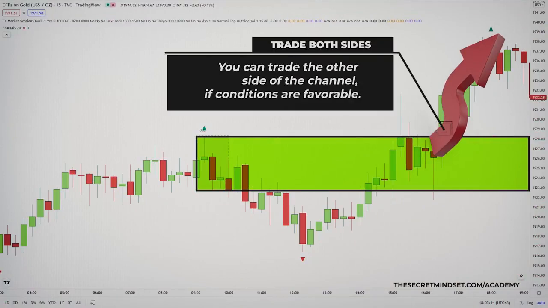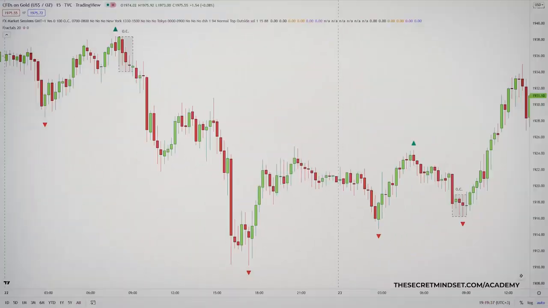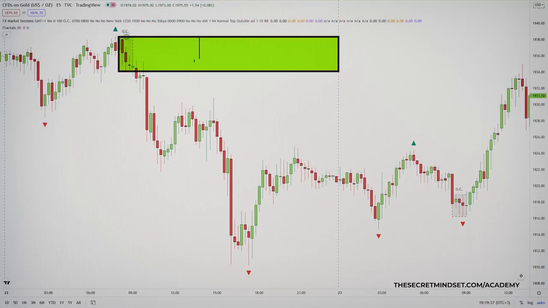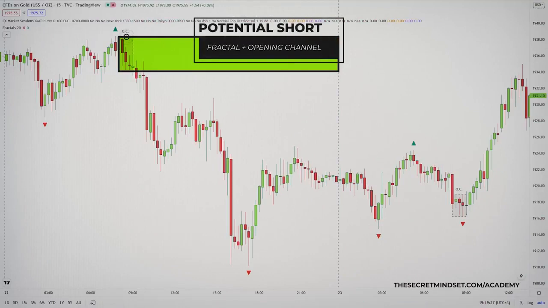In this case, we have another fractal signal followed by an upward breakout later in the day. Here's a strong short signal. We have the opening channel and the fractal, signaling a potential breakout to the downside. This is the signal candle, which closed below the lower line of the channel.